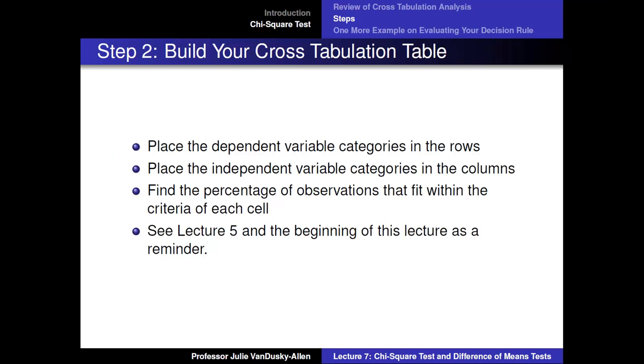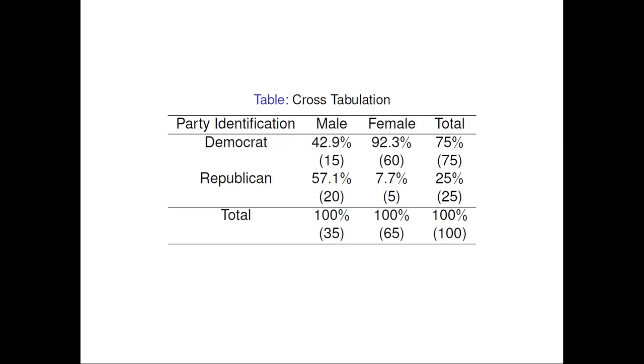The next step in the process is creating a cross-tabulation table based on your data. Remember to place the dependent variable categories in the rows and the independent variable categories in the columns. Then we find the number and column percentage of observations that fit within the criteria of each cell. If you have forgotten how to do this, review Lecture 5 and the beginning of this lecture. Here is a cross-tabulation table that displays data on party ID and gender. Party ID, Democrat and Republican, is in the rows. Gender, male and female, is in the columns, and the total number of observations and column percentages for each cell are within the cells.